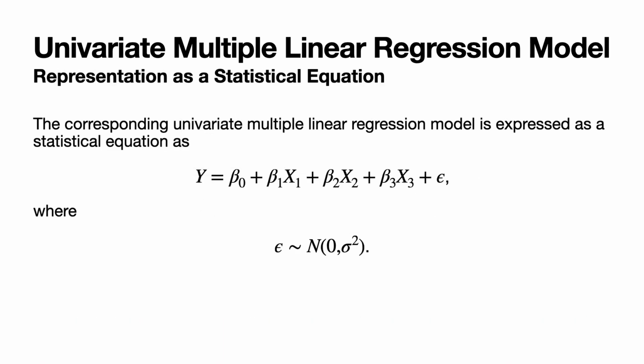Here is a representation of this model as a single statistical equation. And so the corresponding univariate multiple linear regression model for this situation is expressed as a statistical equation in the following way. So y equal to beta 0 plus beta 1 times x1 plus beta 2 times x2 plus beta 3 times x3 plus the error term, where the error term is typically assumed to be normally distributed. By convention, the mean of that error distribution is taken to be 0, and we denote the variance of the error distribution by sigma squared.